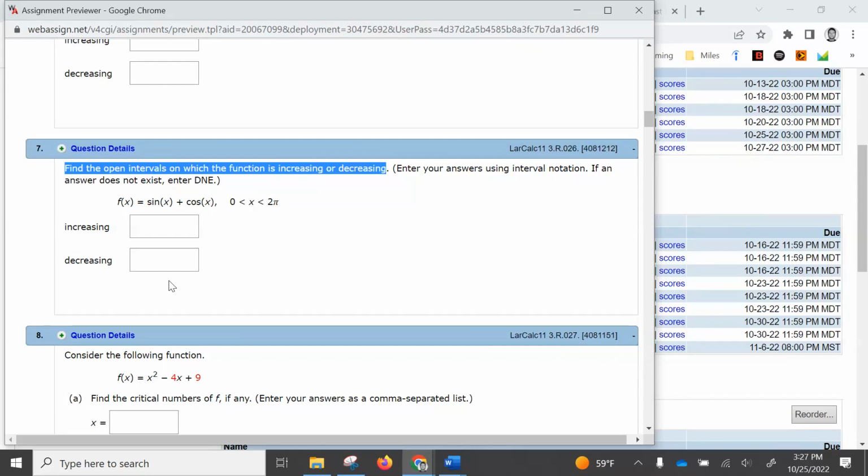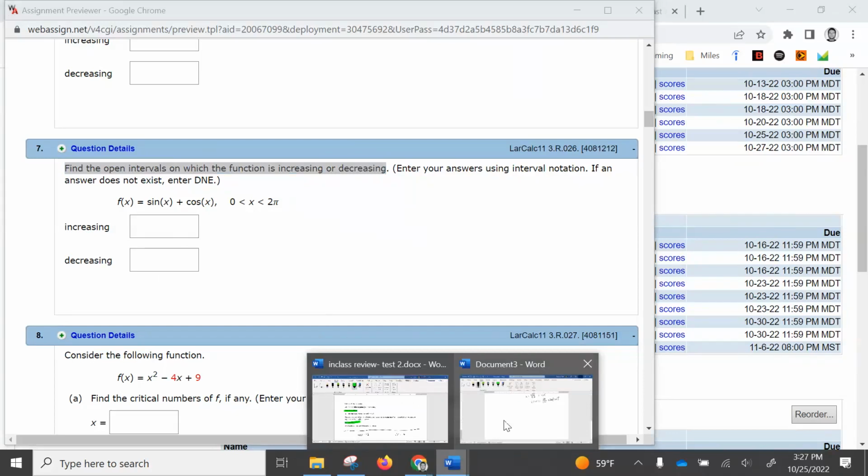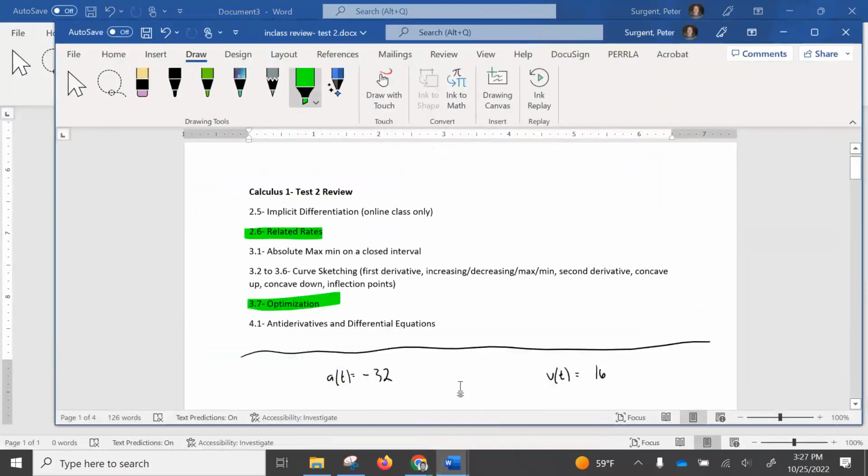And then expect questions like this where I break down chapter 3 into different parts, like this one, just the first derivative test part. Okay, good. So we want to take the derivative of sine plus cosine on just 0 to pi. So Lindy, what did you get for the derivative of sine plus cosine?